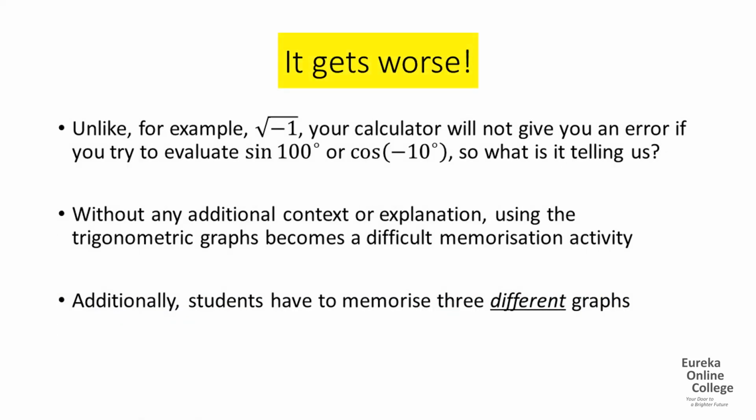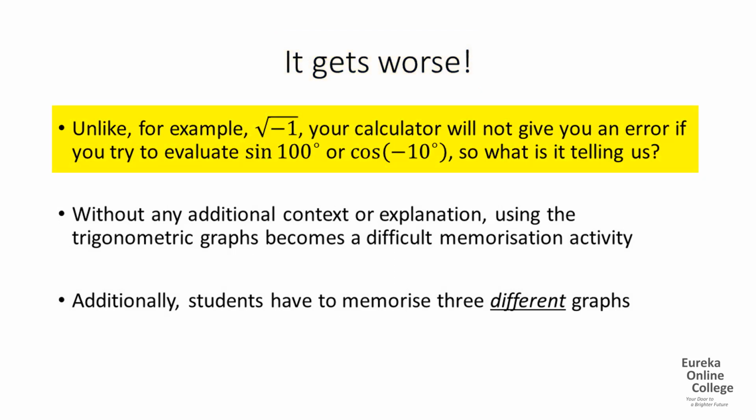And the problem gets worse, I think, because if you put, say, the square root of -1 into your calculator, then most calculators will give you an error. And this is because if you square a real number, then you're going to get something greater than or equal to 0. So if you try and square root a negative number, the calculator is going to throw up an error. And this makes sense, and this is consistent with what pupils are taught.